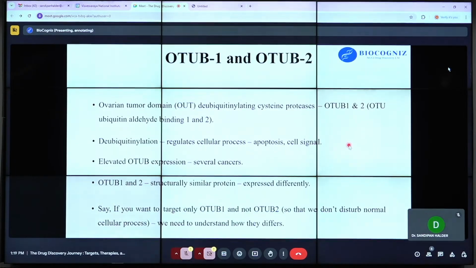So when you target OTB1, it should bind to OTB1 and not to OTB2, even though they are closely similar. As I said, OTB1 and OTB2 are also needed for normal day-to-day cellular processes, so you should not target them unless they are overexpressed. We should know when one is overexpressed. That is very easy: a normal blood test can identify it through blood biomarkers. You can easily know which protein is overexpressed.